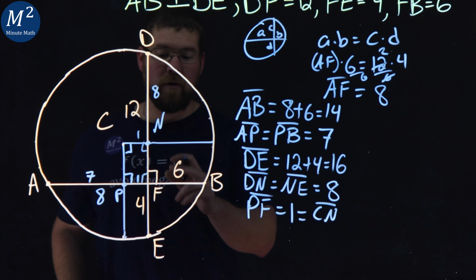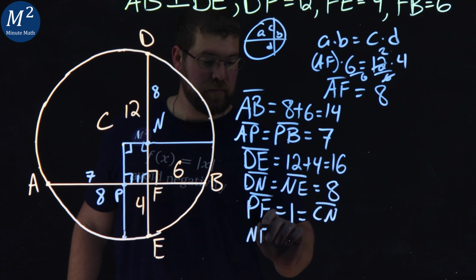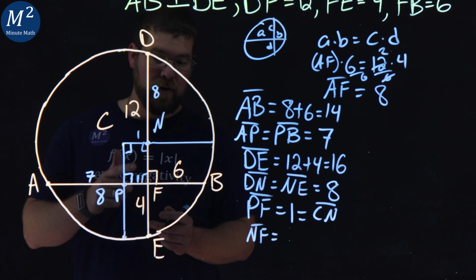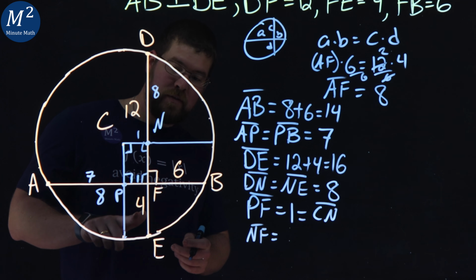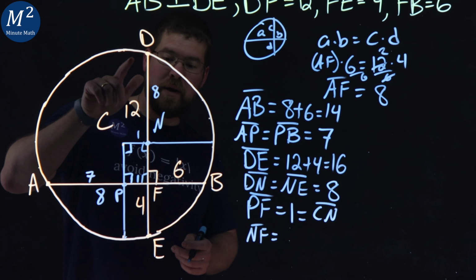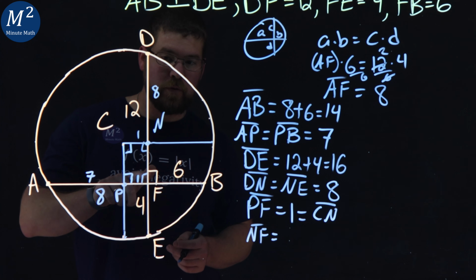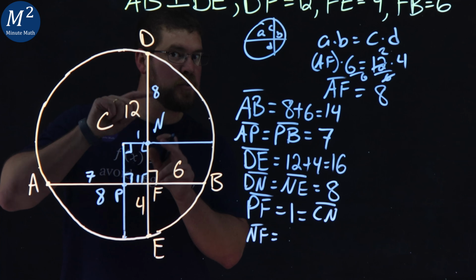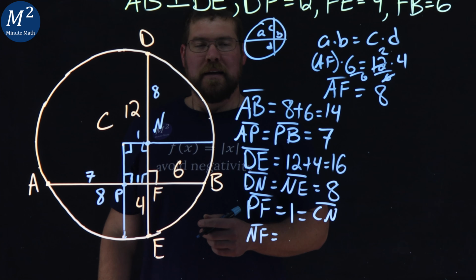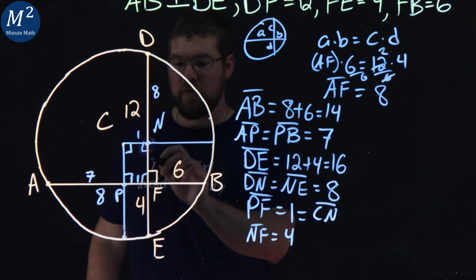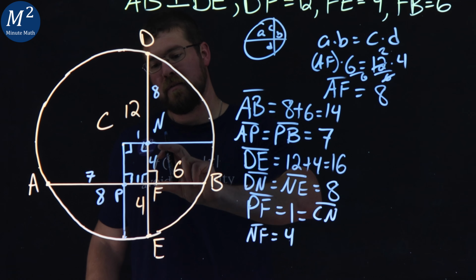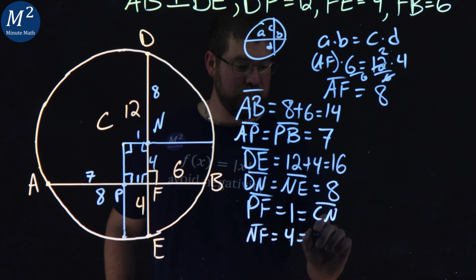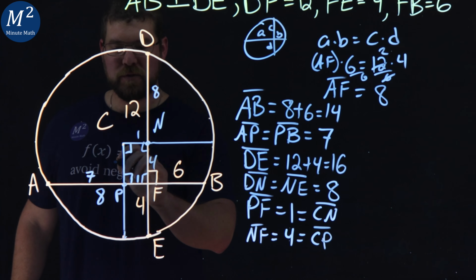Same idea, can we find the length of NF? What is NF equal to? Well, we found out before that this little length was 4, this big length here from DF was 12, DN was 8. 12 minus 8 gives me the length of NF, and 12 minus 8 gives me a good old 4. So this length is 8, we have 12 overall, we get a 4. That means it's also equal to CP, which is also equal to 4.